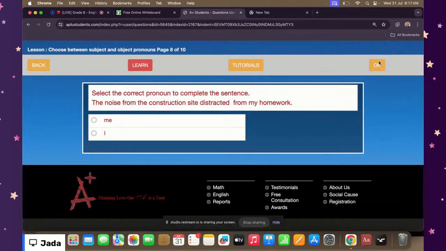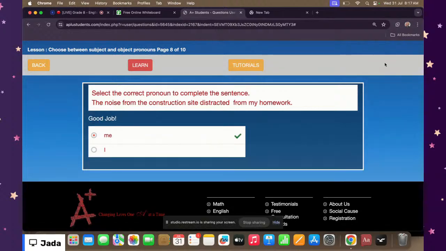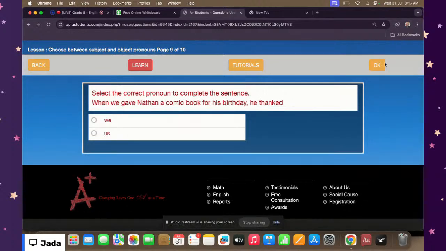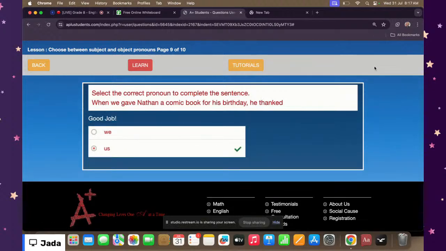The noise from the construction site distracted dash from my homework, distracted me or distracted I from my homework. So what's the most suitable pronoun to be here? So you say me, you have to use the object pronoun. When we gave Nathan a comic book for his birthday, he thanked we or he thanked us. So if you say he thanked we, that doesn't make sense. But if you say he thanked us, then that's perfect.